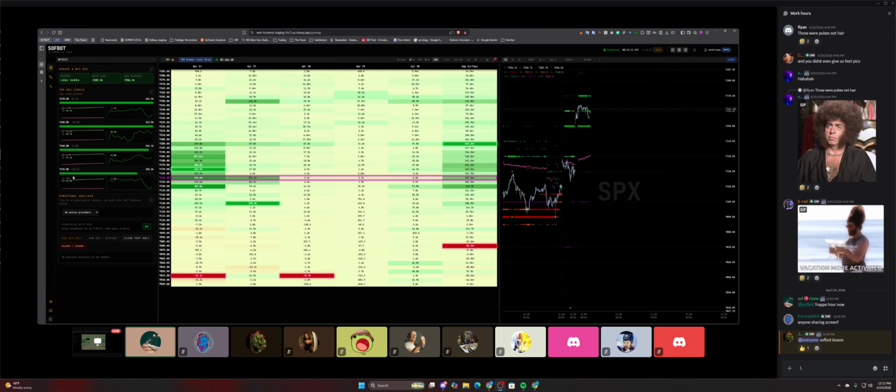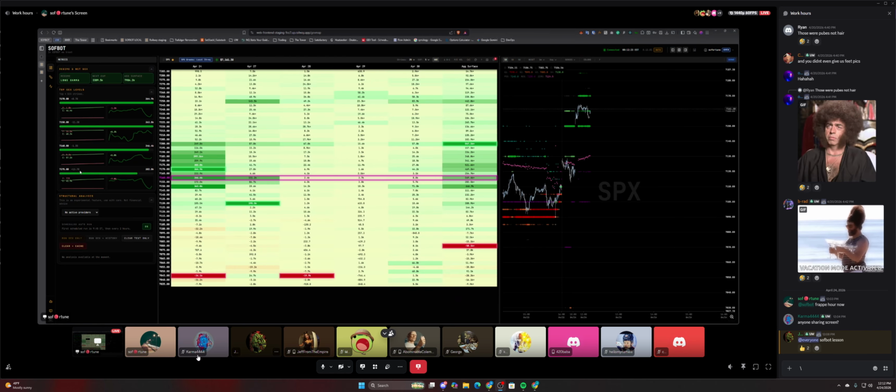These are just the top 4 strikes. It's like a little cheat sheet, so you can see where they're positioned. These numbers here are the distance from current spot price.